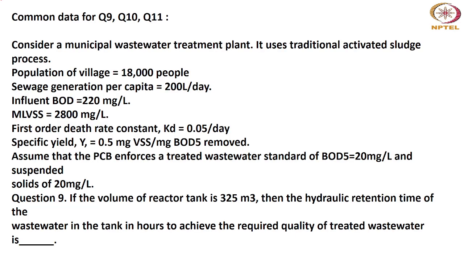So the next question, again, common data question. Please go through it carefully. Consider a municipal wastewater treatment plant. It uses the traditional activated sludge process. Population of the village is 18,000 people. Sewage generation per capita is 200 liter per day. Influent BOD is 220 mg per liter.